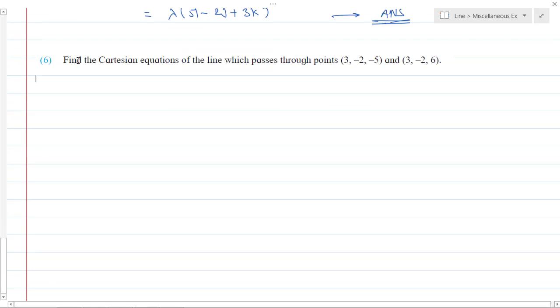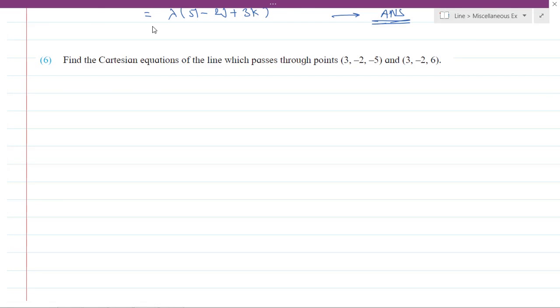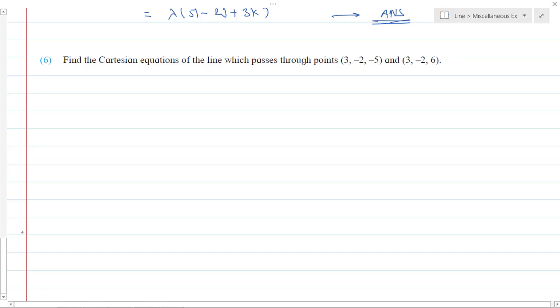It's very simple, boss. Now in this case we have to find the Cartesian equation of the line. Cartesian equation means x minus x1 by a, y minus y1 by b, z minus z1 by c, for the line which passes through the two given points. The previous question was in vector form; this question is in Cartesian form. One point is (3, -2, -5) and the other point is (3, -2, 6). We have to find the equation of this line.